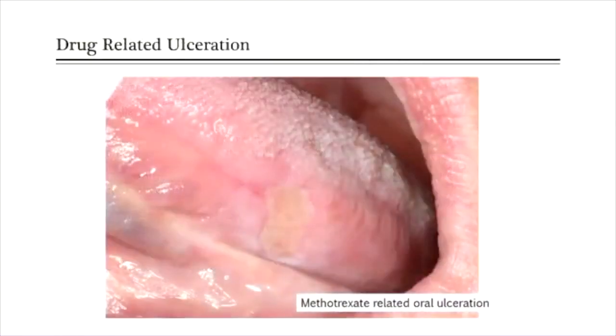So that's trauma. I want to talk about drug-related ulceration, which is actually a very gray area because it can often be quite difficult to pinpoint whether what we're seeing is drug-related. There can be causes of ulceration which are not directly related to the drug, such as with methotrexate.